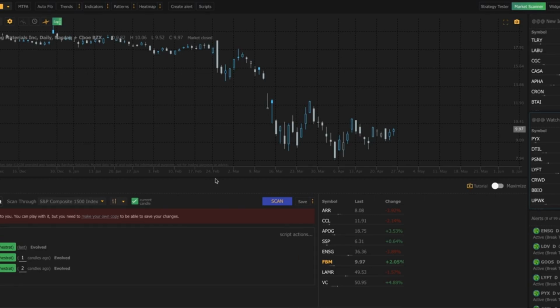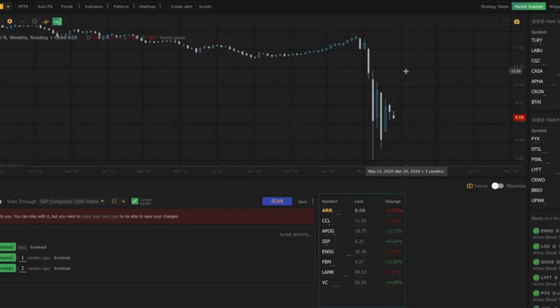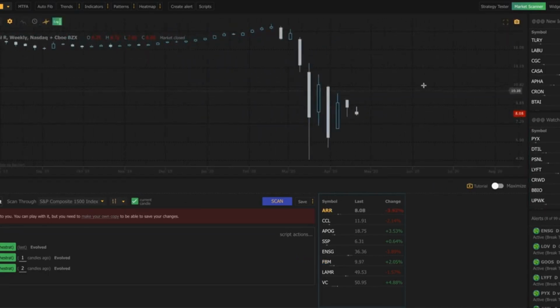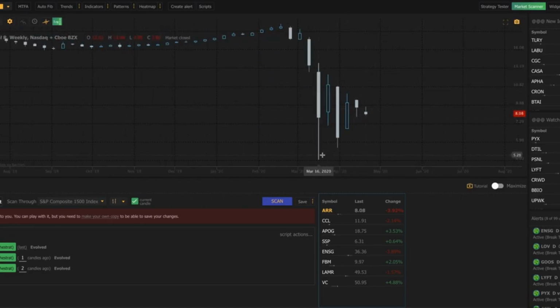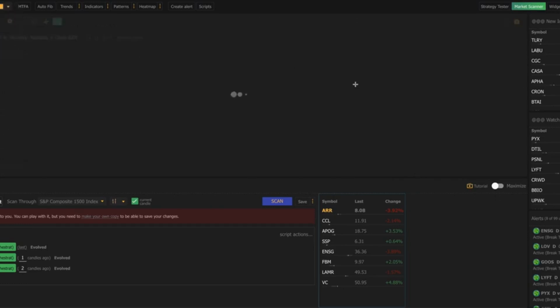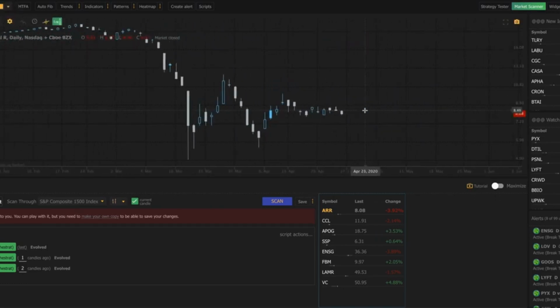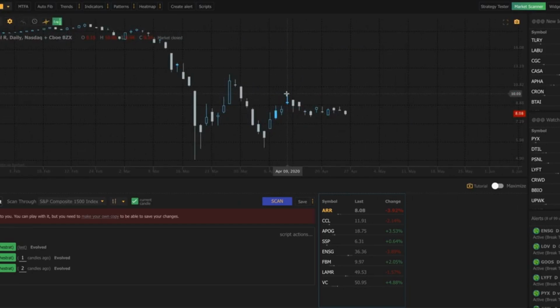So I've done the scan on the weekly chart, so I'm going to switch to one of the symbols I found, and you can see how this works. I mean, this is an incredibly tight consolidation that we just found on this ARR symbol. I've never seen anything quite this tight in a long time. And when we zoom out, we can see that this is what I believe to be a pretty nasty-looking bear flag, right?